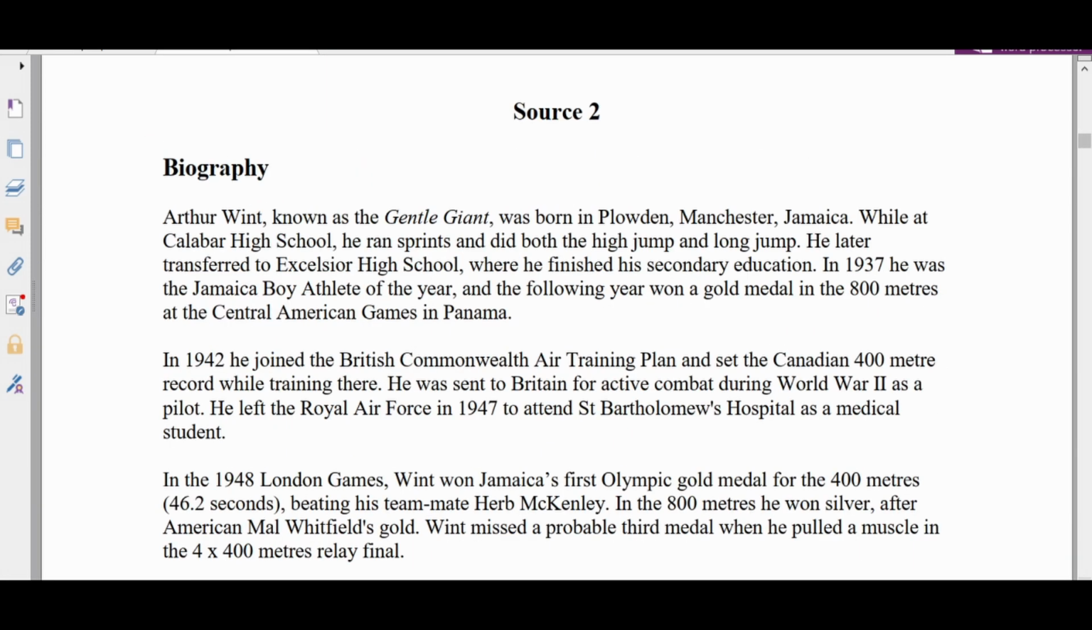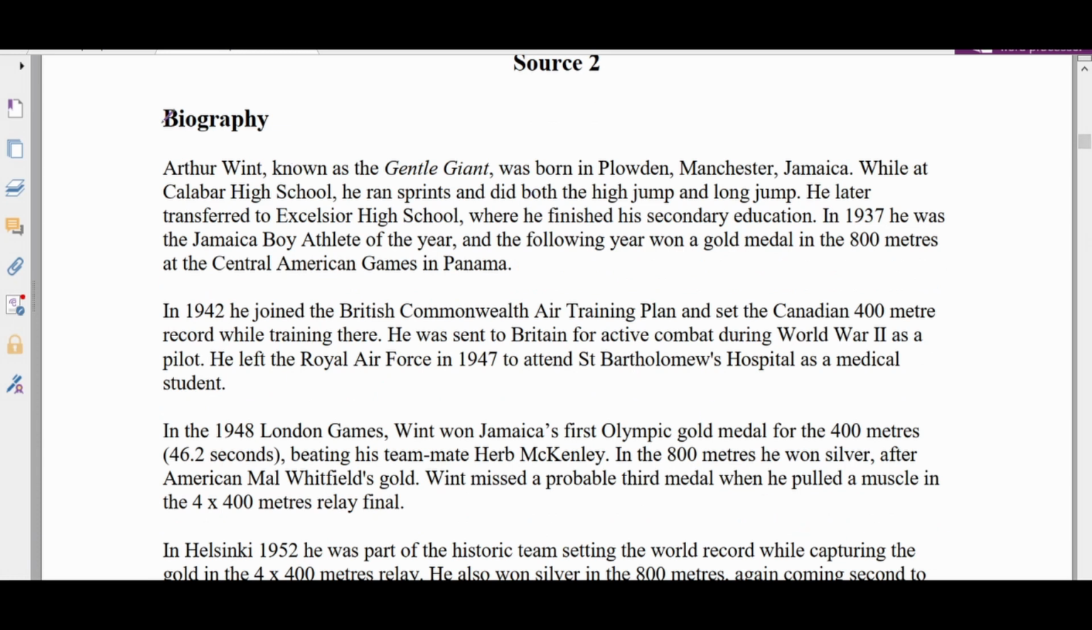Second source. This is the biography. Arthur Wint, known as the Gentle Giant, was born in Plowden, Manchester, Jamaica. While at Calabar High School, he ran sprints and did both the high jump and long jump. He later transferred to Excelsior High, where he finished his secondary education. In 1937, he was the Jamaica Boy Athlete of the Year, and the following year won a gold medal in the 800 meter at the Central American Games in Panama.